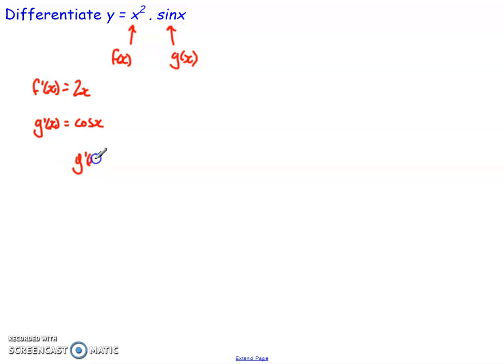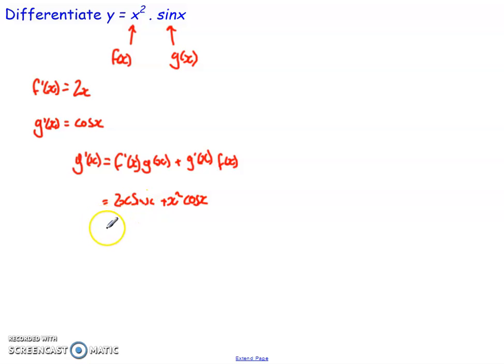So y dashed of x, in this case, we know it's going to equal f dashed of x times g of x plus g dashed of x times f of x, and then it's just sticking the parts in together. So f dash g will be 2x sine x plus g dashed f will then be plus x squared cos x. So we can just leave it in that final format there.